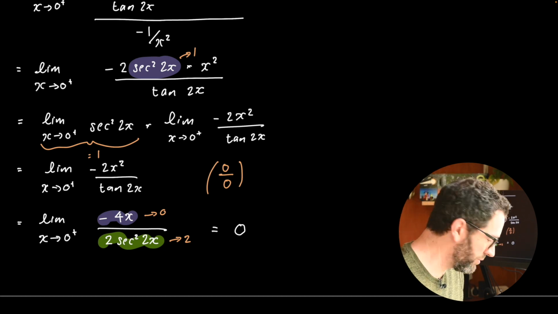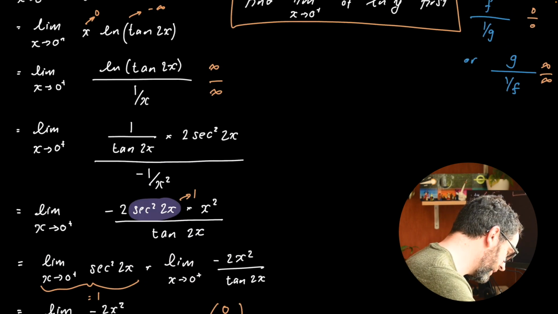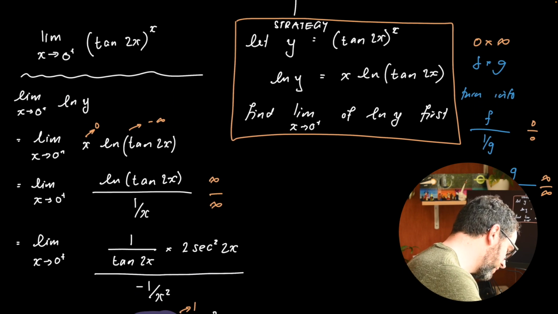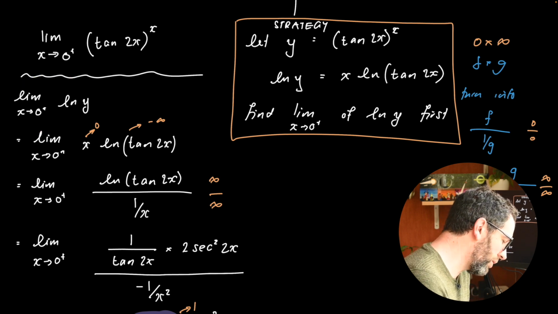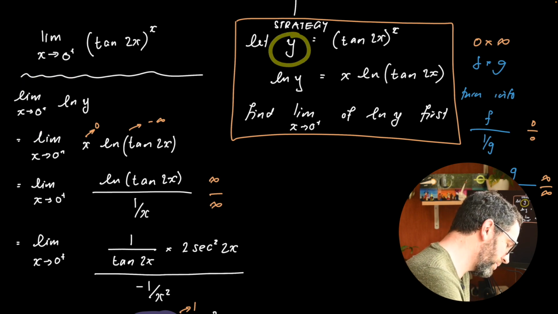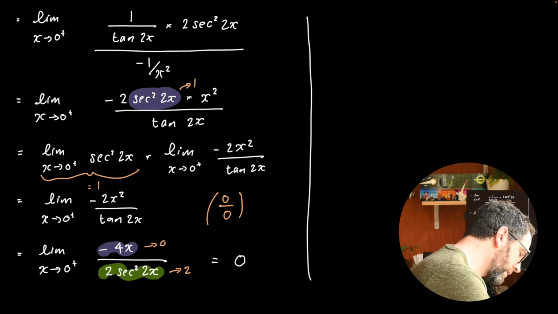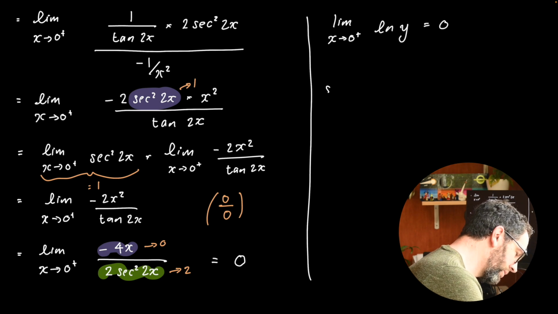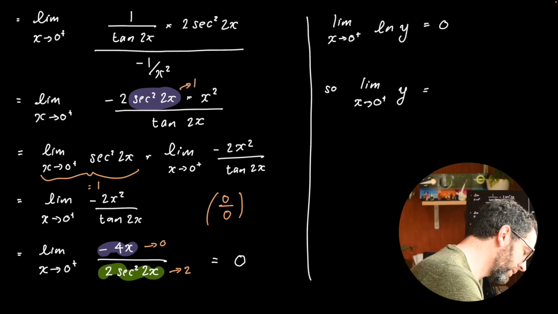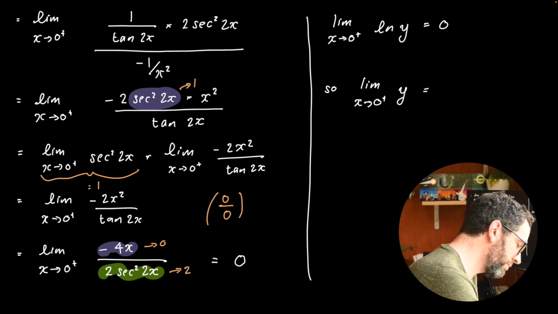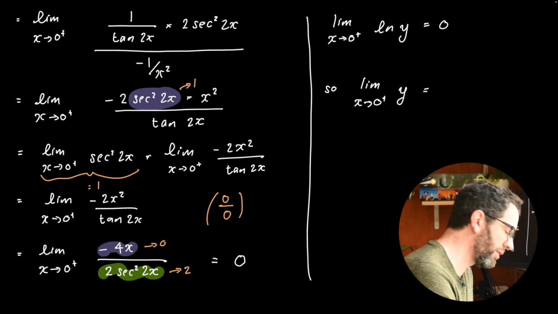We've done a lot of steps, so we kind of forgot what the problem was. But if we go back, we just found the limit as x goes to 0 of log y. But the thing we actually want is the limit as x goes to 0 of y. So let's finish the problem off. The limit of log y equals 0. And so the limit as x goes to 0 plus of y, which is the thing that we care about, is equal to, basically we can take the exponential to undo the log outside of the limit.